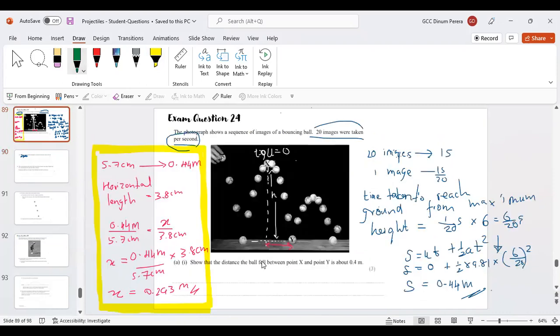Right. So to find the horizontal velocity, the only equation that we have is S equals UT. S is 0.293. Horizontal velocity is unknown. We need to find that. The time taken should be the same time that we have recognized initially.